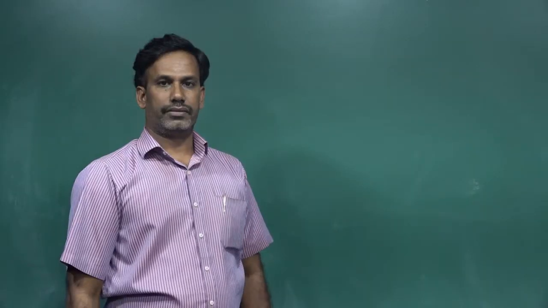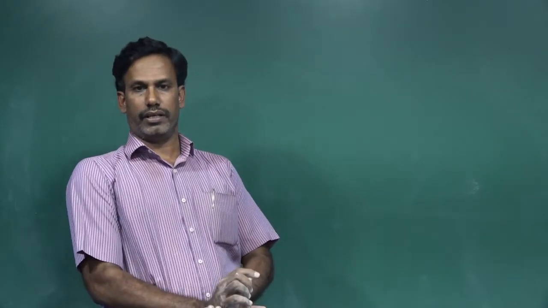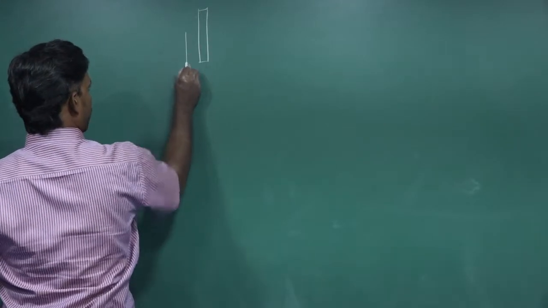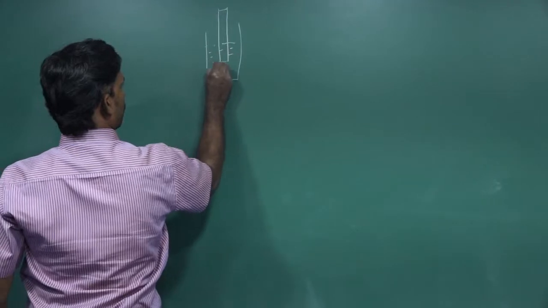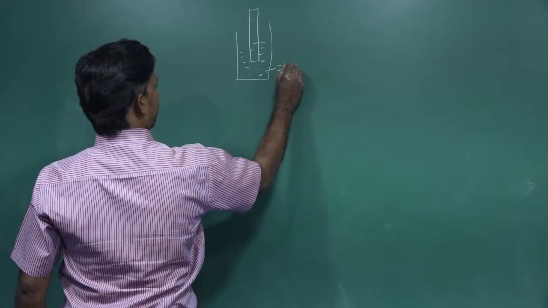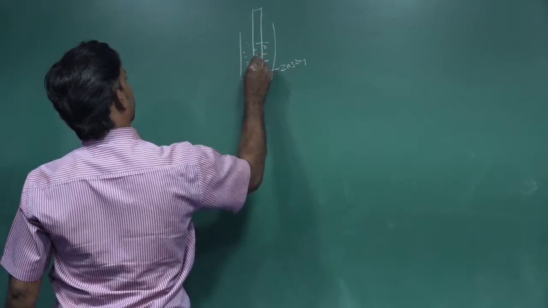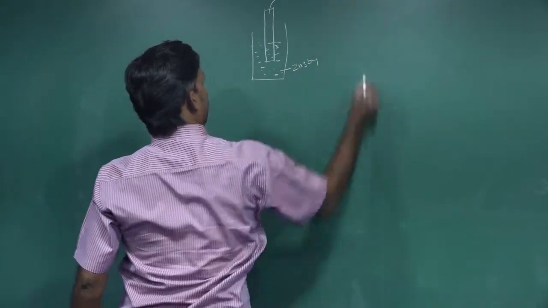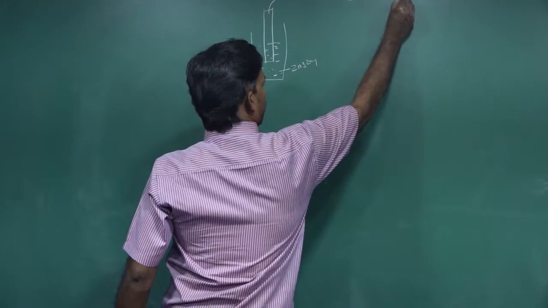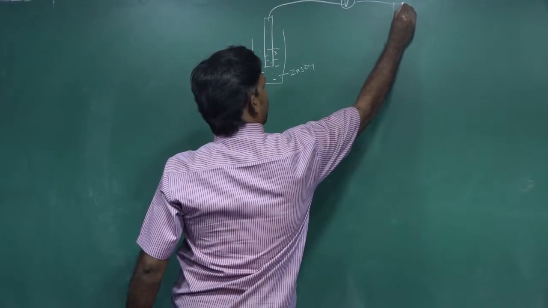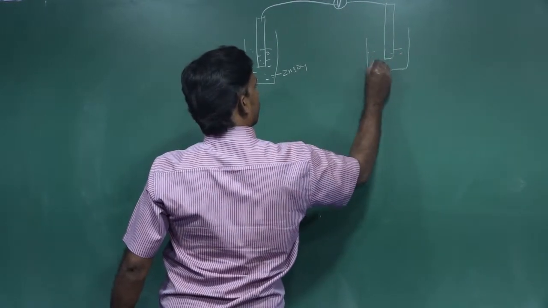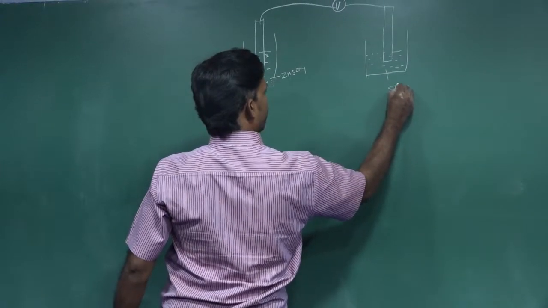Okay, that we will see now. By using SHE, how we can calculate the electrode potential. For example, I am going to calculate the zinc electrode potential. When a zinc rod is dipped into zinc sulfate, there is a potential difference. The electrons are pushed toward the digital voltmeter. If you keep it here, this is the hydrogen electrode, that is SHE, which is connected.